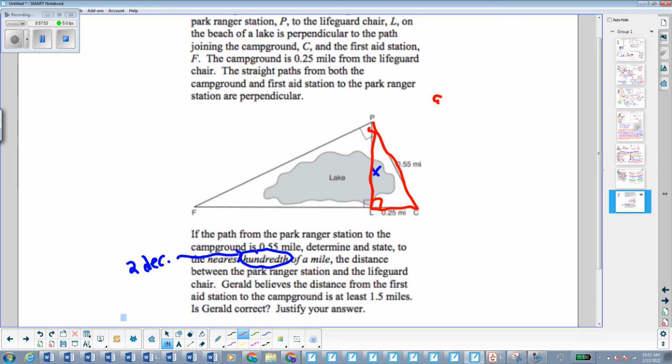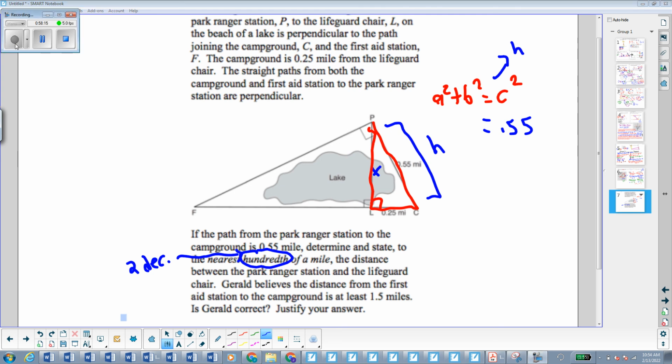Remember, the Pythagorean theorem is a squared plus b squared equals c squared. You need to be really, really careful with the Pythagorean theorem because c always represents the hypotenuse. So I'm going to put that here, hypotenuse. And the hypotenuse is always opposite from the right angle. So here would be the hypotenuse of this triangle. So we need to make sure that in for c, we are plugging in 0.55. So we have 0.55 squared. And then for one of the legs, we have 0.25 squared. And then the other leg is PL, which I don't know, so I'm going to make that x squared.